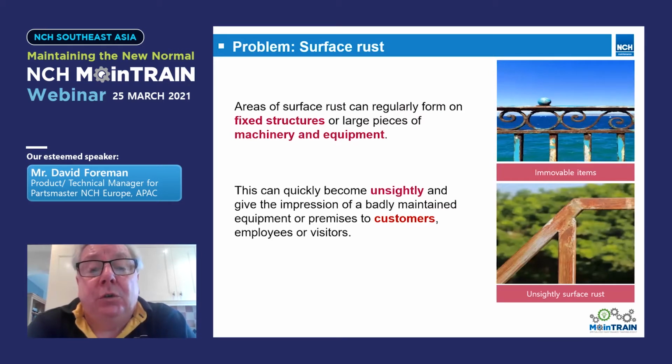Other areas where you get rust and corrosion: surface rust, visible all over, and that can quickly become unsightly, and also it gives the impression of badly maintained equipment and premises. If you have customers coming in to visit your facility, if the railings are rusty, if the pipework is rusty, it gives a bad image, and eventually, if untreated, it can result in failure.